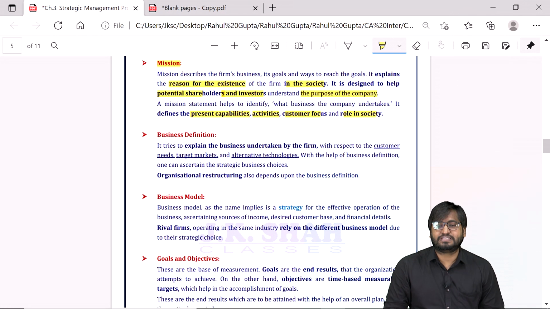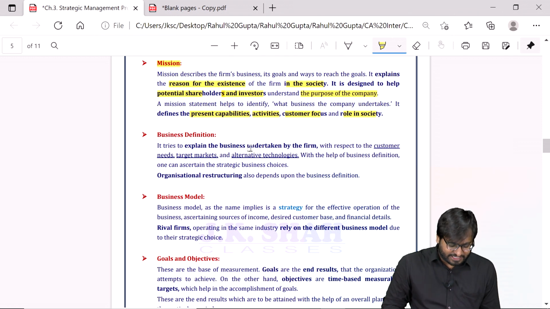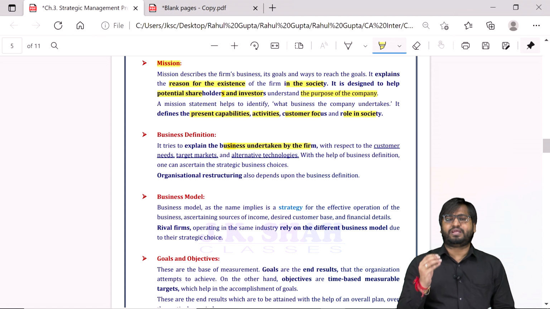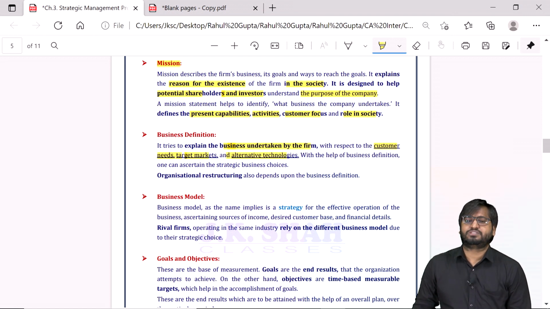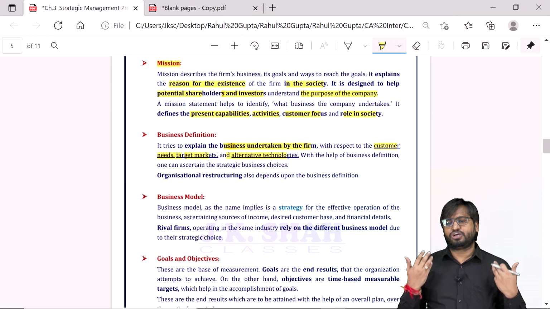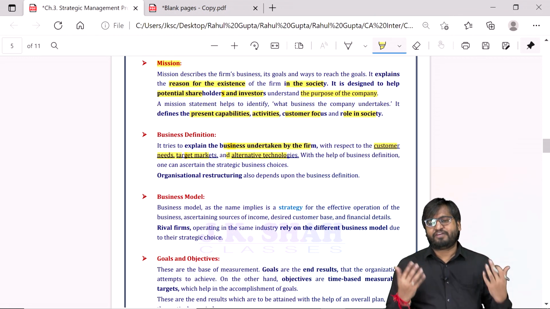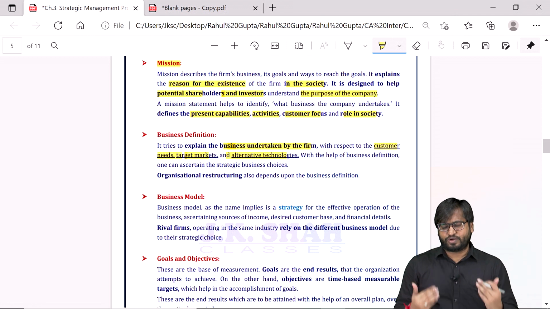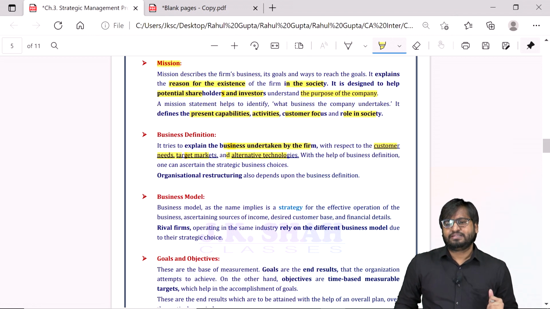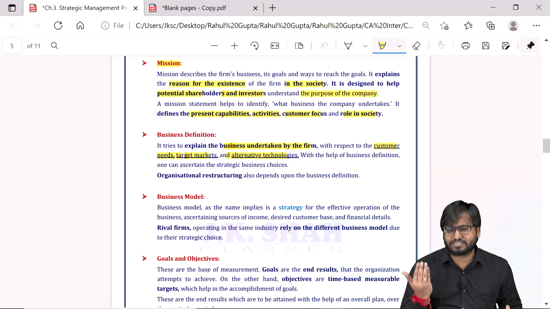Next, business definition. It tries to explain the business undertaken by the firm. What business are we trying to do? Customer needs, target markets, alternative technologies. Depending on your business, you will have your organizational structure, hierarchy. So you were doing 2 businesses earlier. Now you want to do the 3rd business. You will have to change the structure of your organization.